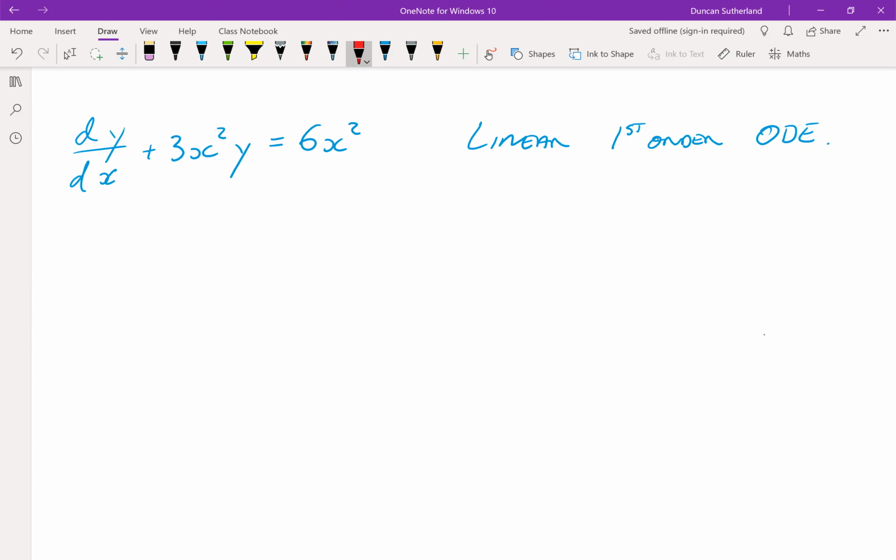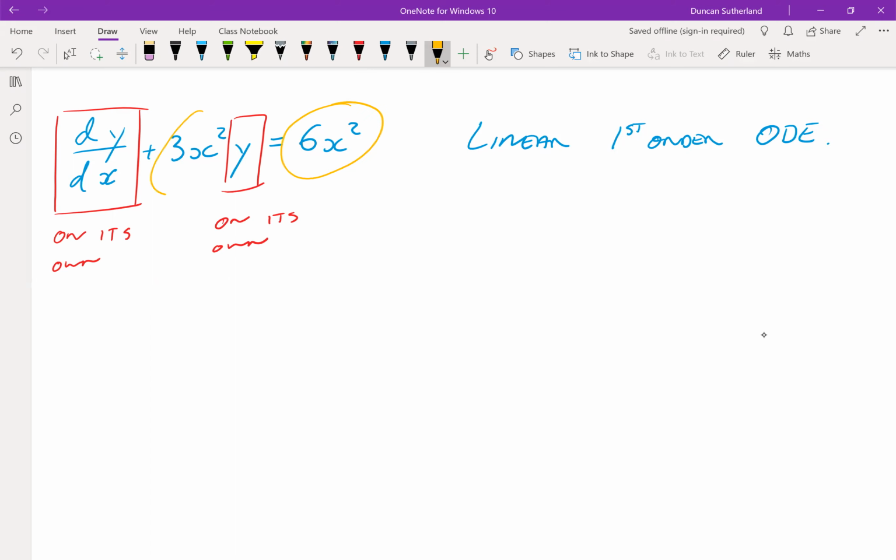Remember that linear means that there's no product of the derivatives of the dependent variable or no products or functions of the dependent variable on its own. So this dy dt, that's on its own. No functions or products. This is on its own as well. There's no products, there's no powers, nothing. These are functions of the independent variable.